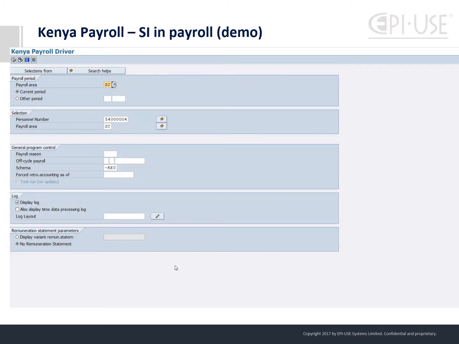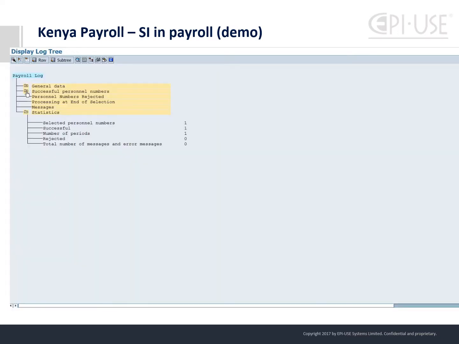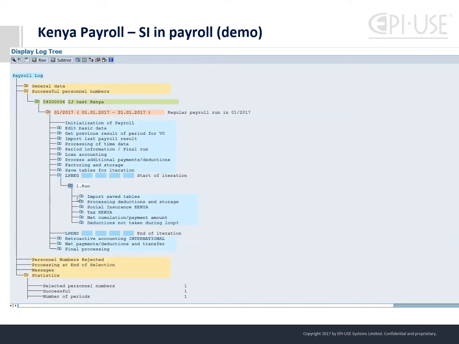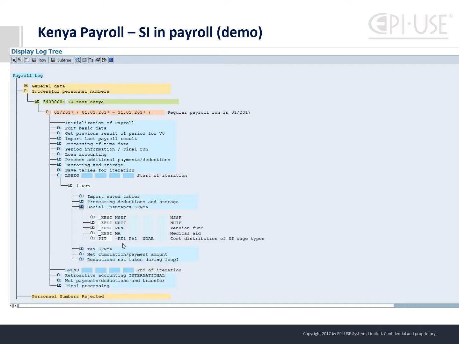Let's have a look at our payroll again. We run the payroll for the same employee. We expand the log until we get to the section where social insurances are calculated. In here we can see the different options.